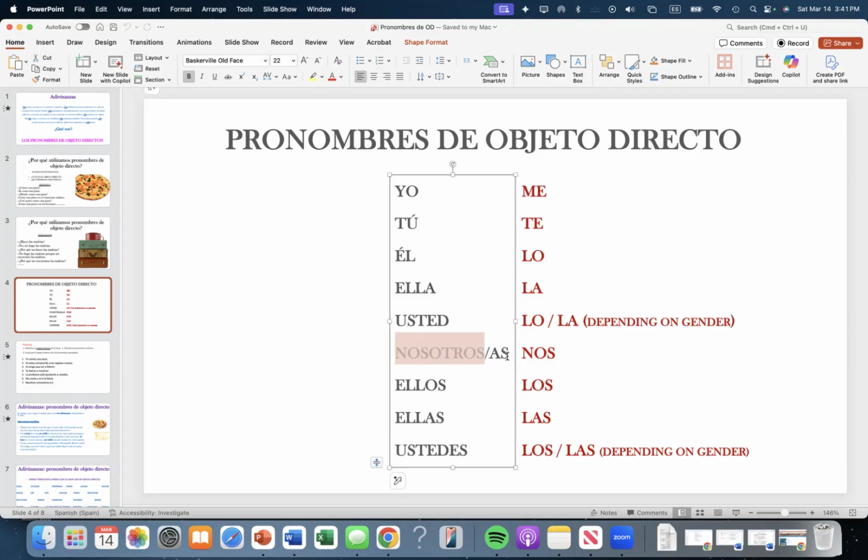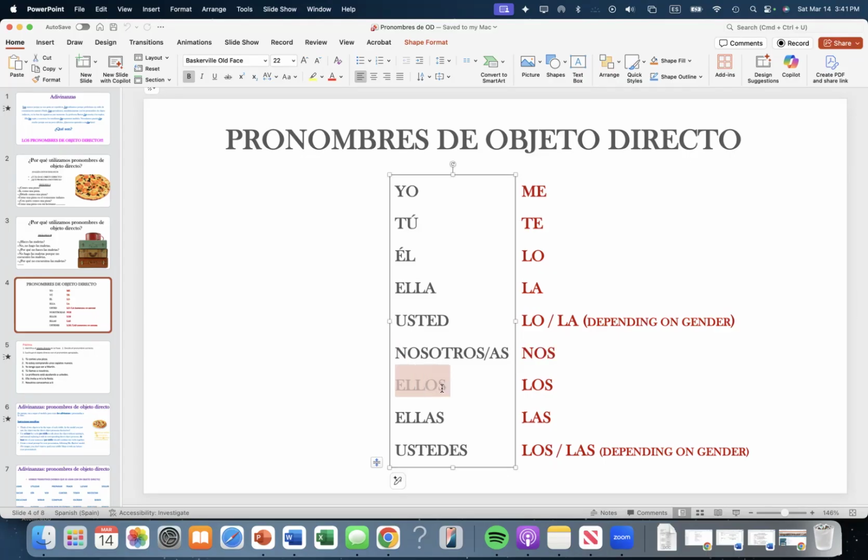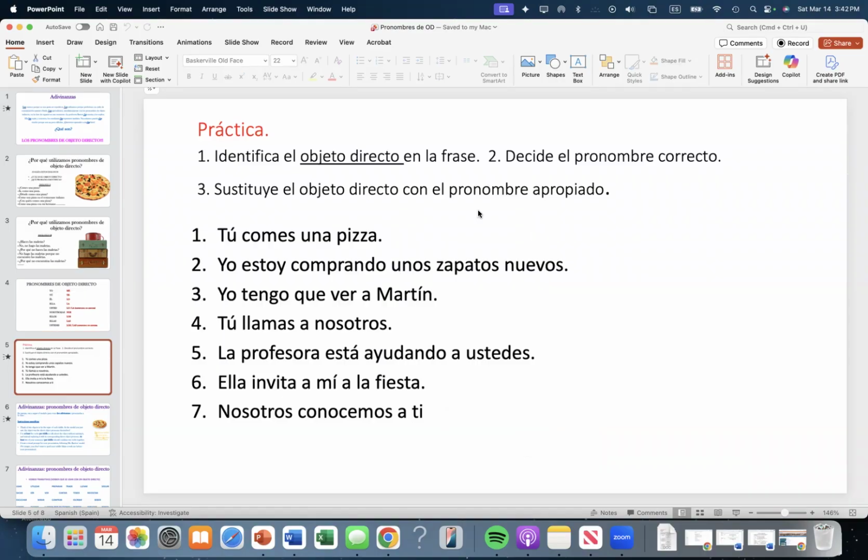If it's nosotros, nosotras, you will replace that with nos. If it's ellos, los. If it's ellas, las. And ustedes, you guys, you plural. Again, it depends on the gender of the group. Mixed group, los, or male group, los, and female group, las. All right? So let's do a little bit of practice briefly.